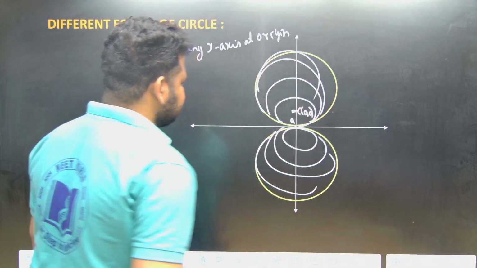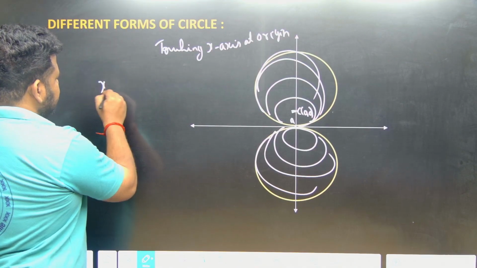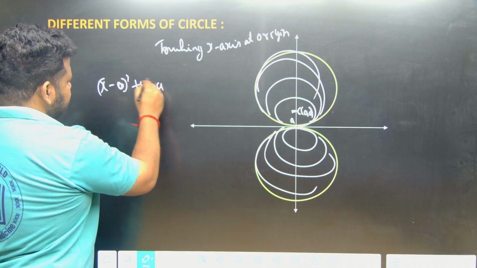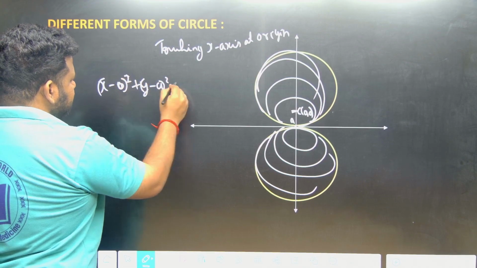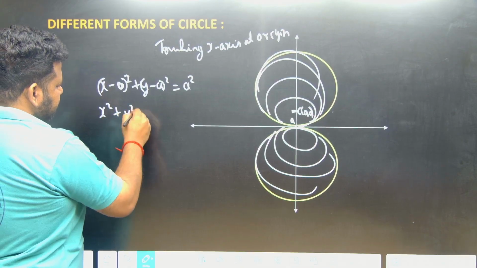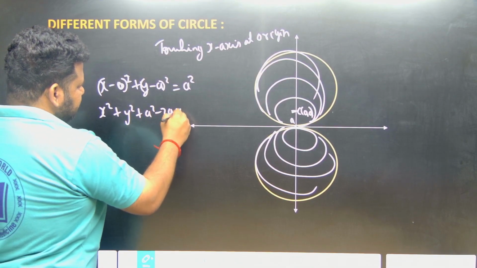So what will be the equation of the circle? It is given by x minus 0 whole square plus y minus a whole square is equal to a square, where the radius squared is a square. So x square plus y square plus a square minus 2ay is equal to a square.